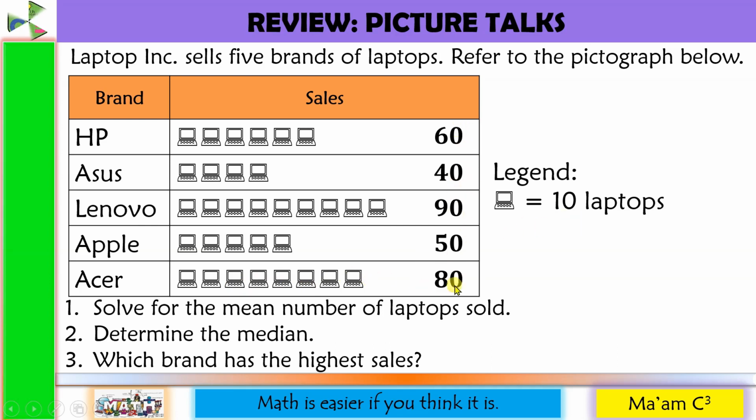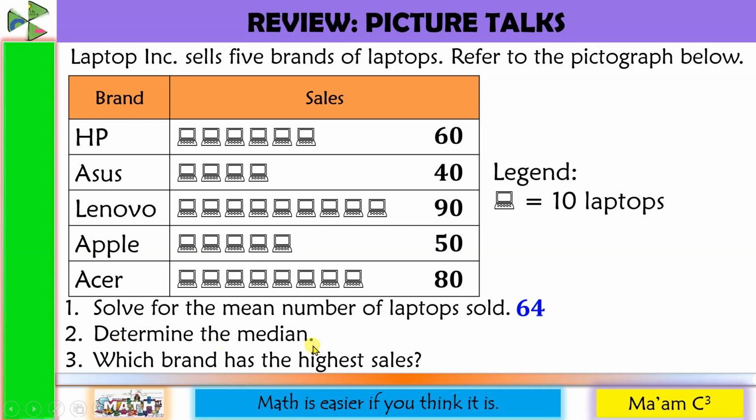And then we're going to add all of this. 60 plus 40 is 100. 100 plus 90 is 190. 190 plus 50 is 240. 240 plus 80 is 320. And then we're going to divide this by the total number of observations. There are 1, 2, 3, 4, 5. There are 5 brands. 320 divided by 5 is equal to 64. So the mean number of laptops sold is 64.